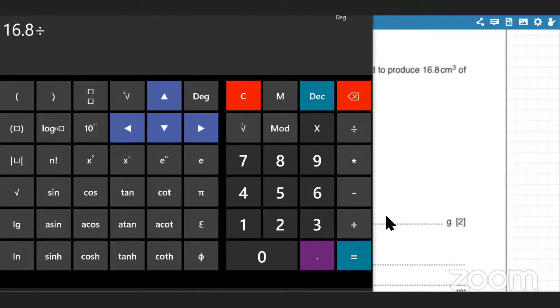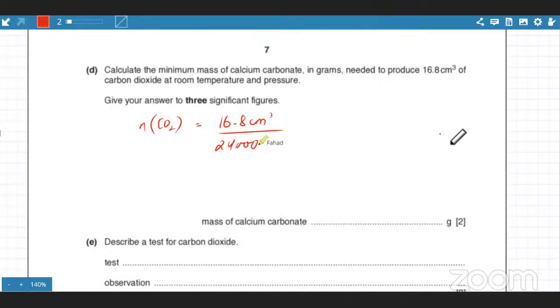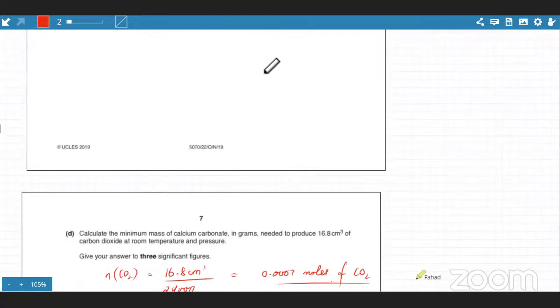16.8 divided by 24, 1, 2, 3. And the answer I'm getting is exactly 0.0007. So it's 0.0007 moles of what? Moles of CO2. So we found the moles of CO2. But that's not what they're looking for. They're looking for the mass of calcium carbonate. So go back and look at the equation that they gave us.